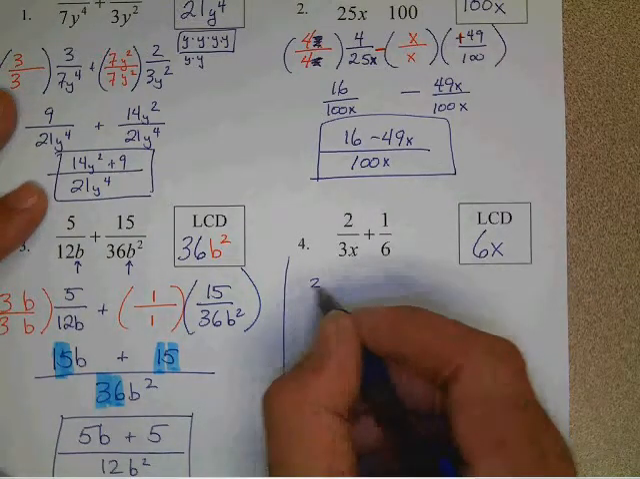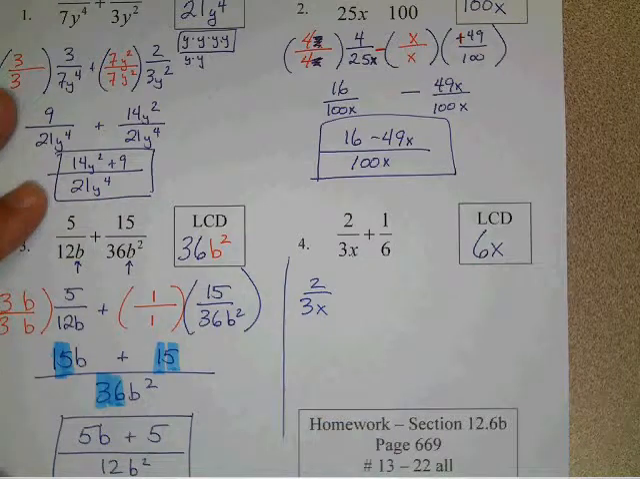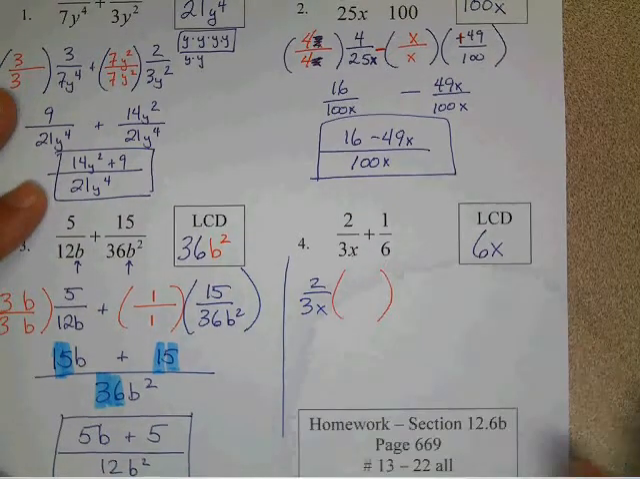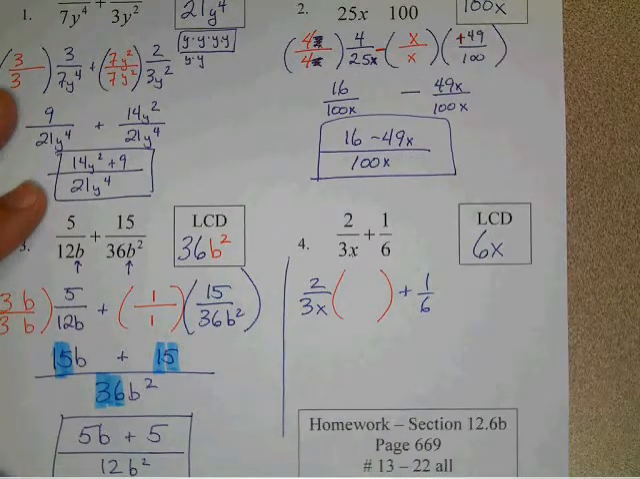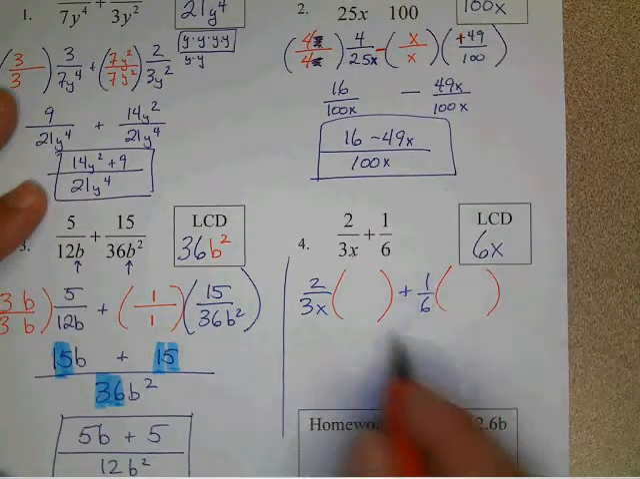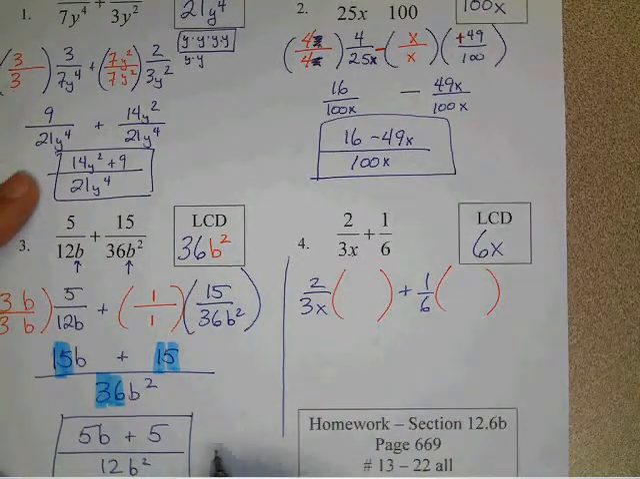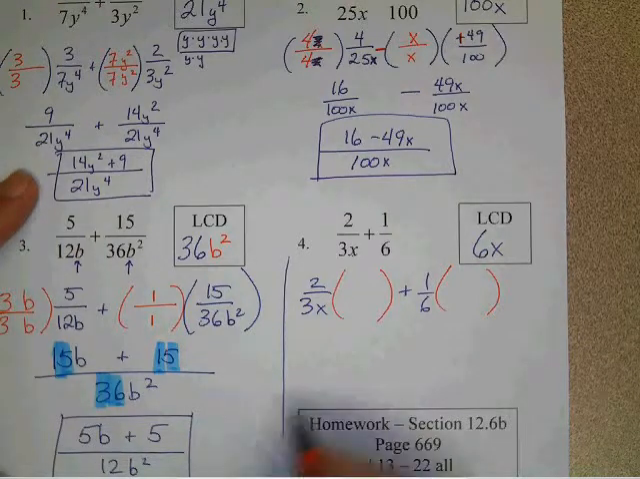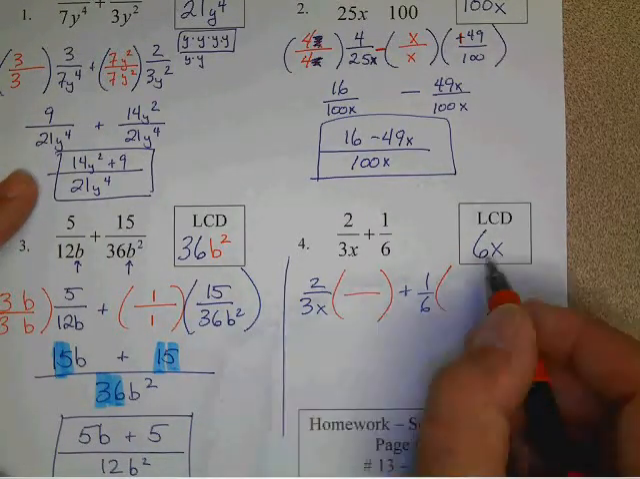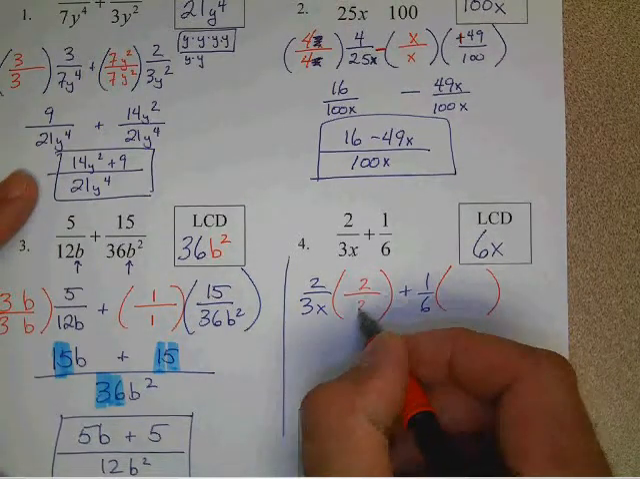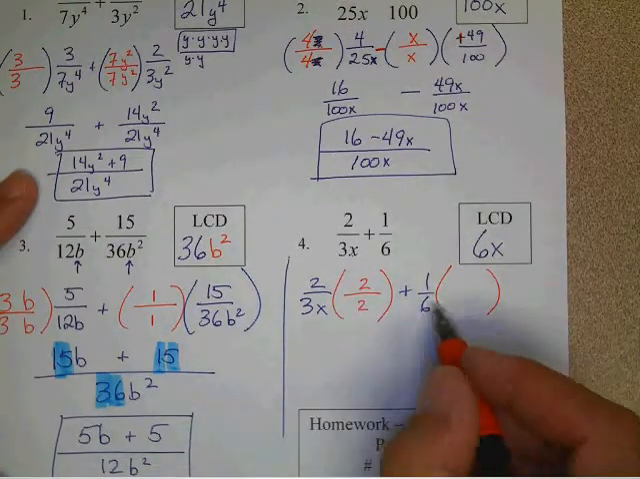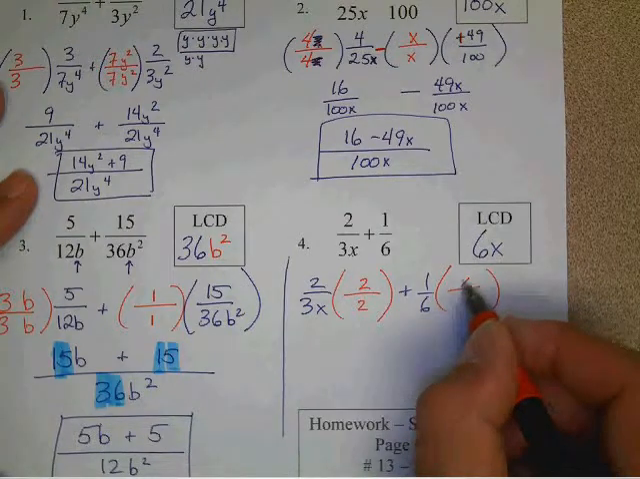So let's take our 2 over 3x and multiply it by what's missing, then we'll take our 1 over 6 and multiply that by what's missing. Here I put the multiplier at the back half. That might be easier for some of you. And we can say, okay, 3x times what is 6x? Yes, that's a 2 over 2. 6 times what is 6x? Well, that's an x over x.